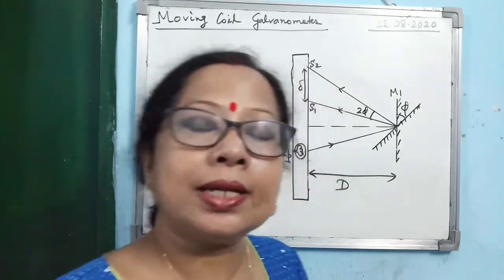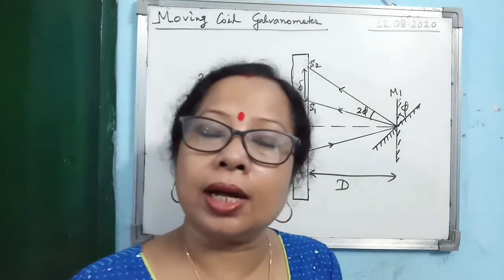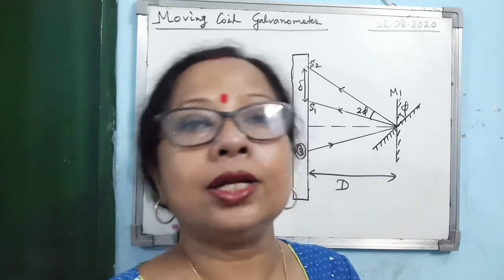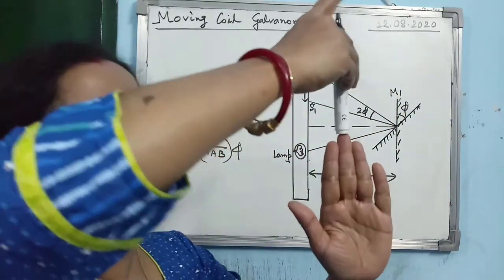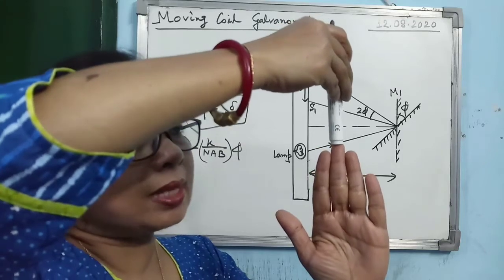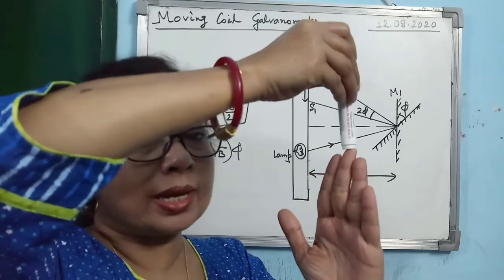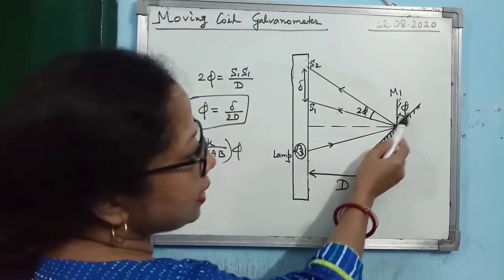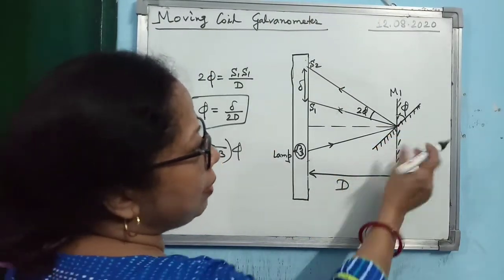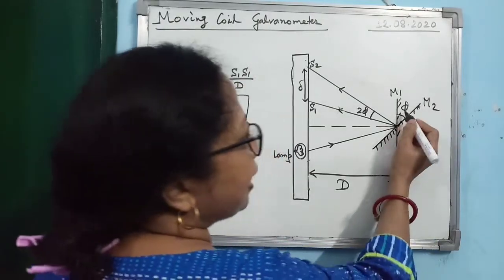Then current is sent through the galvanometer. When the current passes, the phosphor bronze fiber gets twisted and the mirror gets deflected. This is the angle of twist. So the mirror gets deflected by an angle phi.